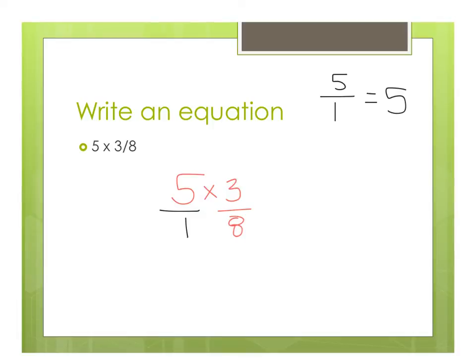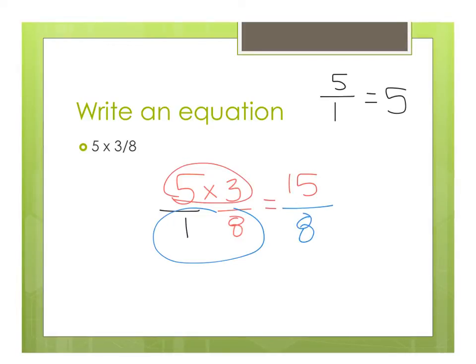Now I can multiply. 5 times 3, right here, is 15. And 1 times 8, right here, is 8. So there's my 15/8. If I want to make it into a mixed number, as I said before, this is the same as saying 15 divided by 8, which would be 1 and 7/8. Now I found the product without making a model.